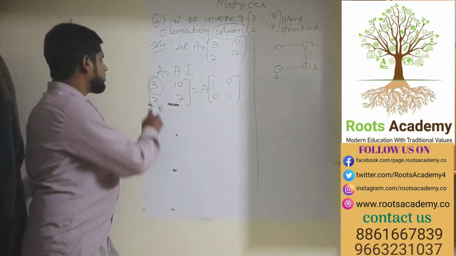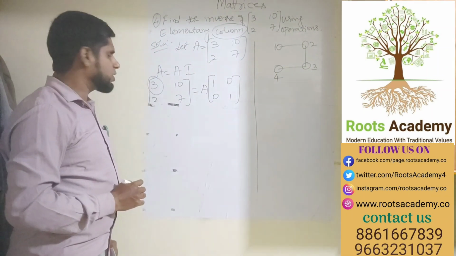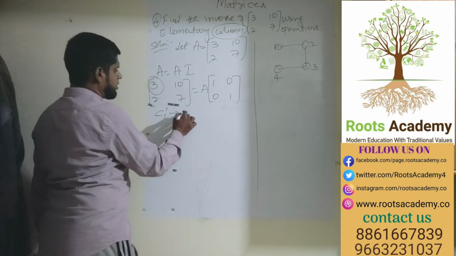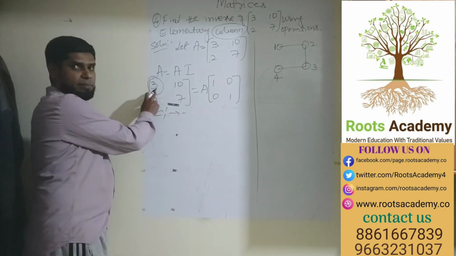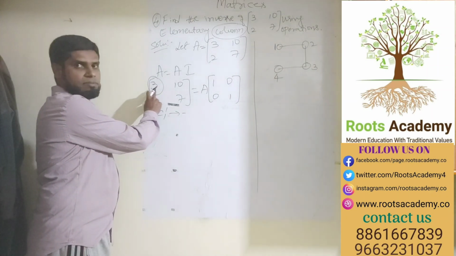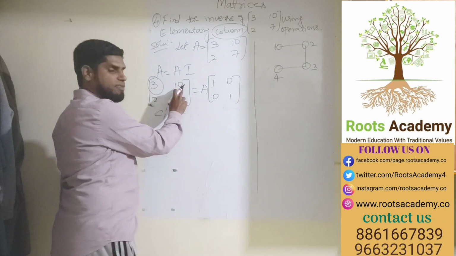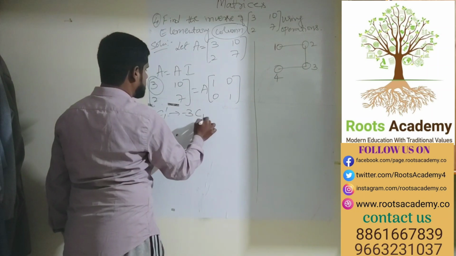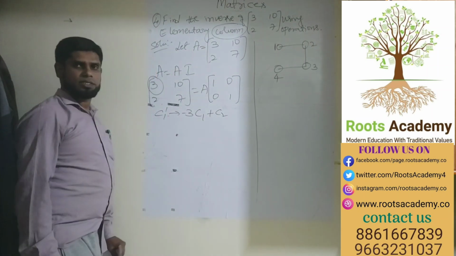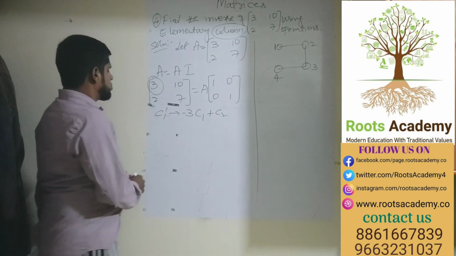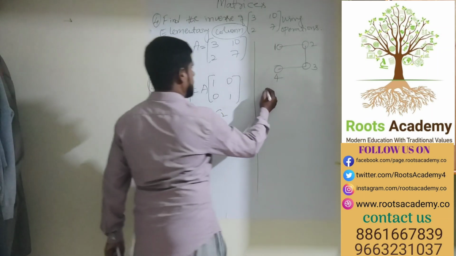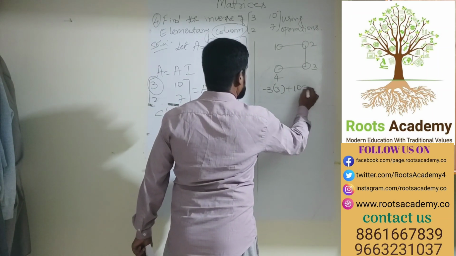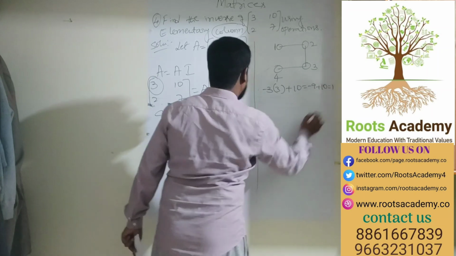Now here it is, but here I am avoiding division. Then what else I can do here is, this is in first column, so C1 dash changes to minus 3 times C1 plus C2. I will multiply C1 by minus 3, so it becomes minus 9, that I will add with this 10, I will get 1. So what do I get? Minus 3, C1 is 3 plus C2 is 10. So it is minus 9 plus 10, it is 1.